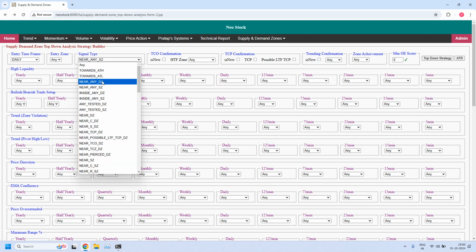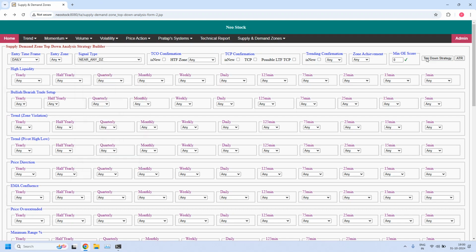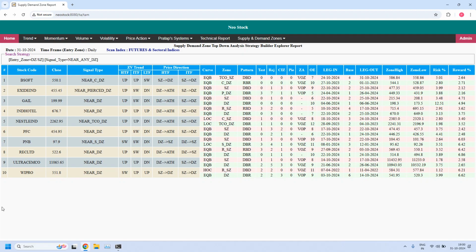Entry time frame daily. Let's find the stocks near daily demand zone. 10 stocks are filtered. So let's find the high liquidity daily demand zones from this list. Birlasoft is having a high liquidity daily demand zone.